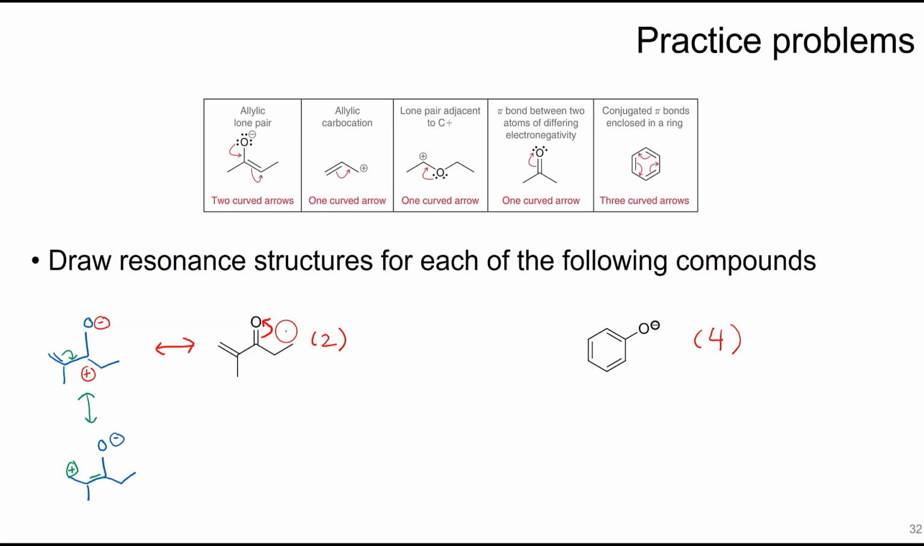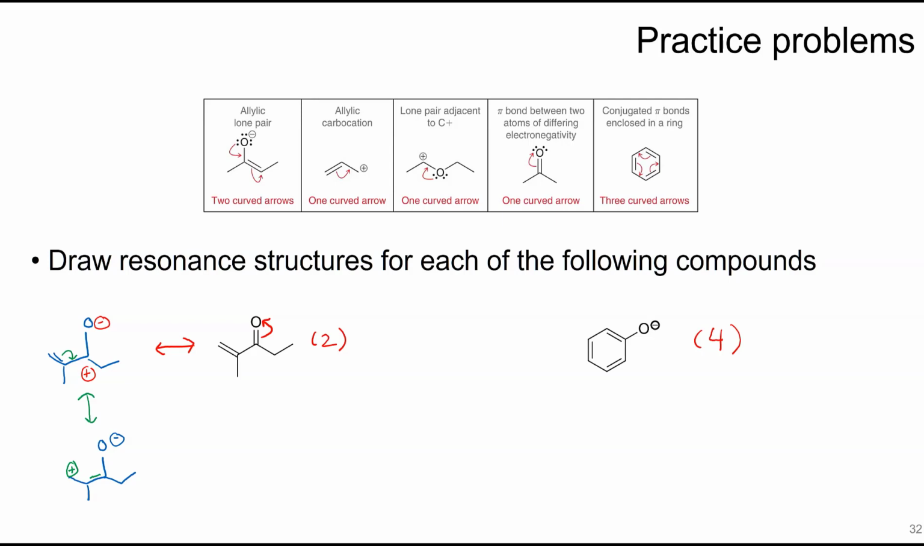So for this first structure, you can use this pi bond between 2 atoms of different electronegativity. So I move those electrons from the pi bond onto the oxygen to give us the O negative here. Since I took the electrons out of that carbon, it's now positive. And then you can draw another structure with these pi bonds moving into this one, and that leaves that positive. The oxygen is still negative.